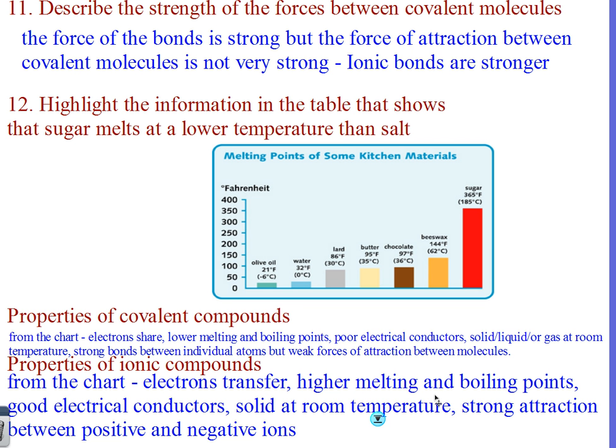Okay, so properties of ionic compounds. Electrons transfer. They have higher melting points and boiling points. They are excellent electrical conductors because they form ions when you put them into solutions. Solids at room temperature. Remember that crystal lattice structure. They have strong attractions between the positive and negative ions because you get the electron configuration stable, but now the atoms are charged, and so you're pulling on that electrostatic force that we studied last semester. And if you remember, the electrostatic force was really strong.